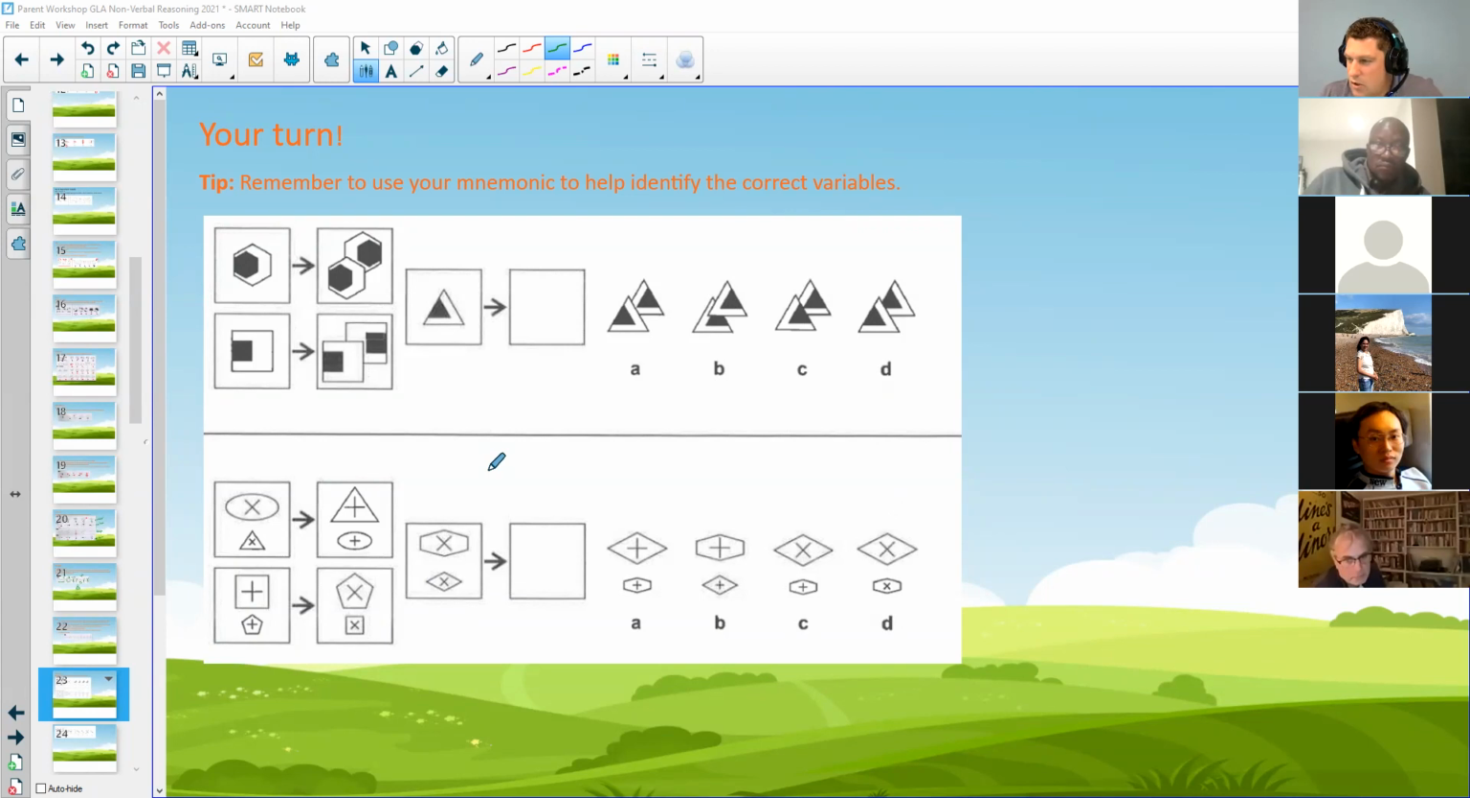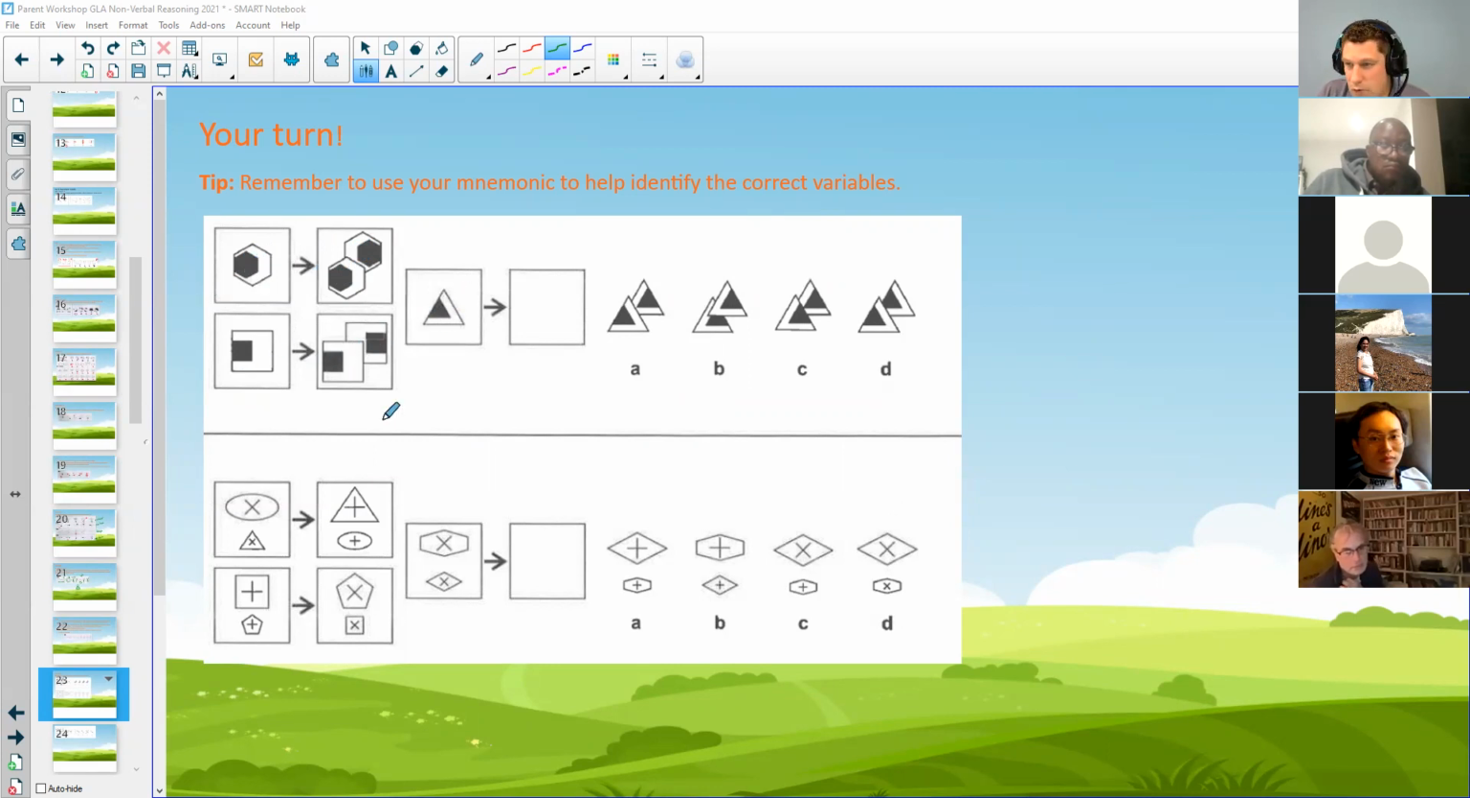Okay, shall we do a quick little look? Someone's got an answer, or some of you have already put an answer for the first one in. So basically we've got a hexagon with another little black hexagon inside, and you can see that that is kind of duplicated on the top, and then underneath the black shape moves across to the other side. So we need to do exactly the same with our triangle.